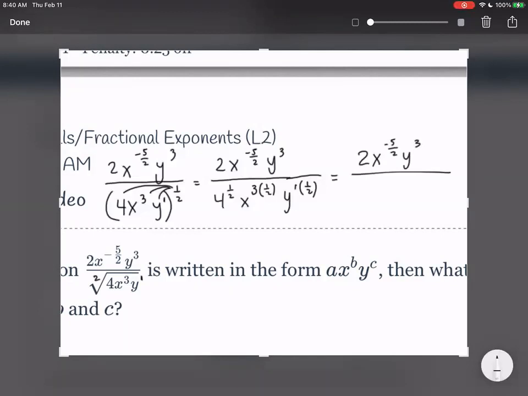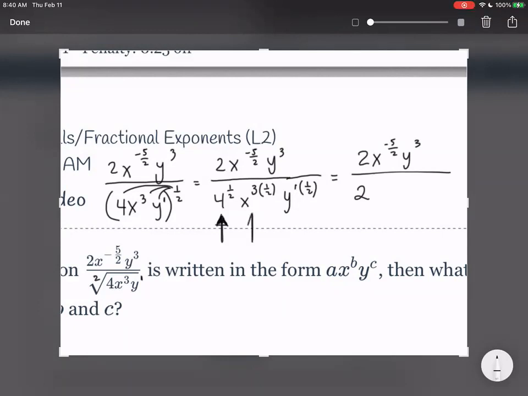And then on the bottom, okay, let's start with the 4 to the power of 1/2. 4 to the power of 1/2 is literally just the square root of 4, which is 2. So I'm going to put a 2 there. So the 4 to the power of 1/2, I just simplified it to 2.